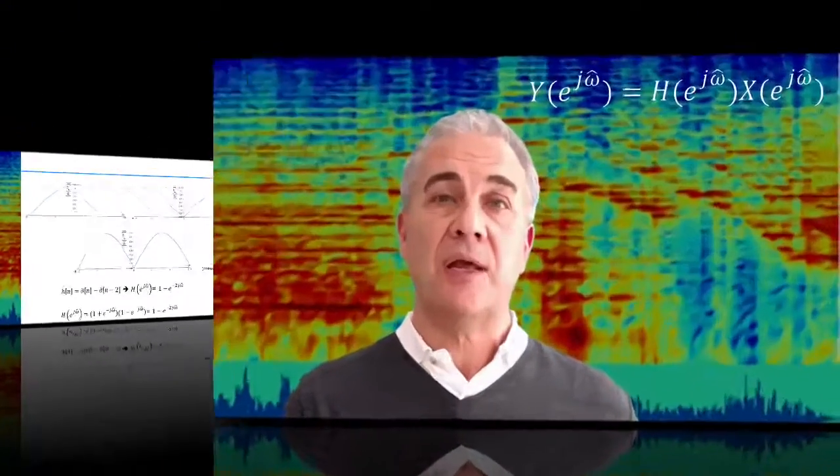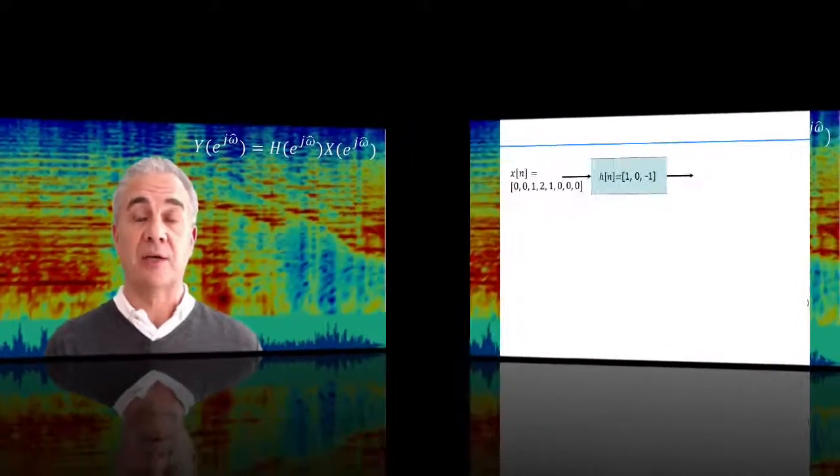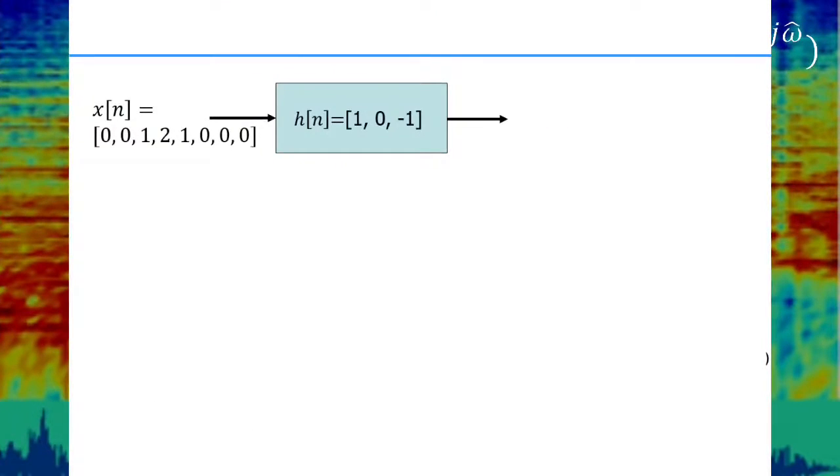As an example, let us carry out the convolution of the impulse response 1, 0, minus 1 with the simple input signal x of n shown here. We have two alternative choices. First, let us do the good old time domain convolution, with this as a result.